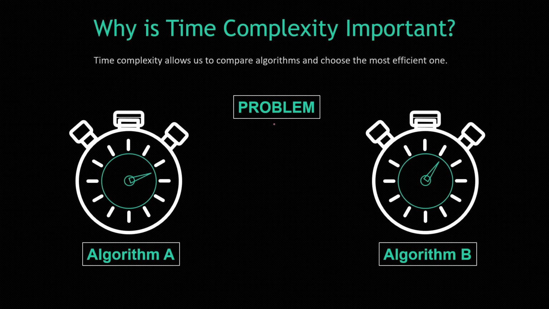Suppose we have a problem which can be solved in two different ways, algorithm A and algorithm B. Here we can see algorithm A takes less time than algorithm B to finish its process. That means algorithm A is more efficient than algorithm B. So we will use algorithm A to solve our problem. In order to determine the best algorithm for a given task, it is important to analyze time complexity.